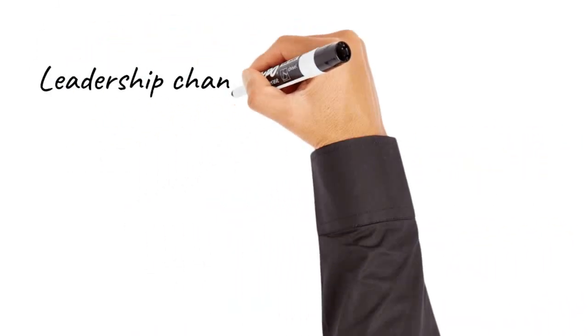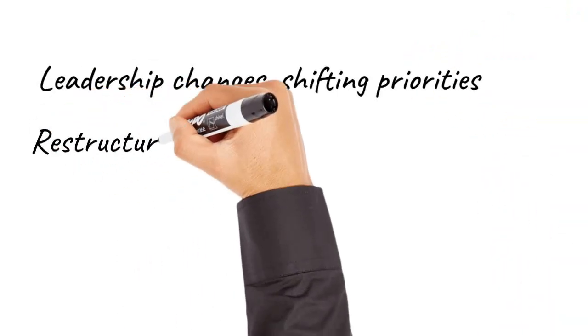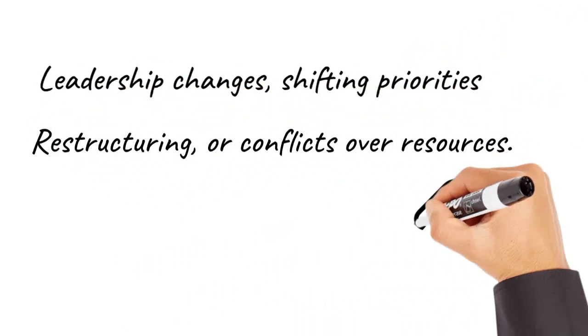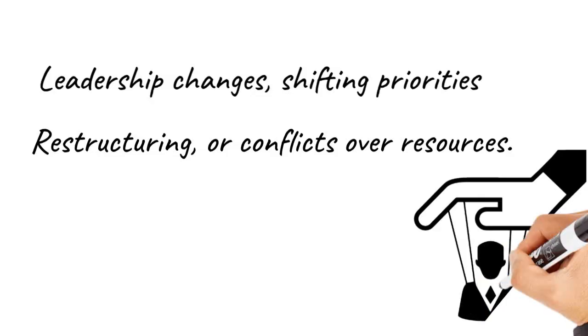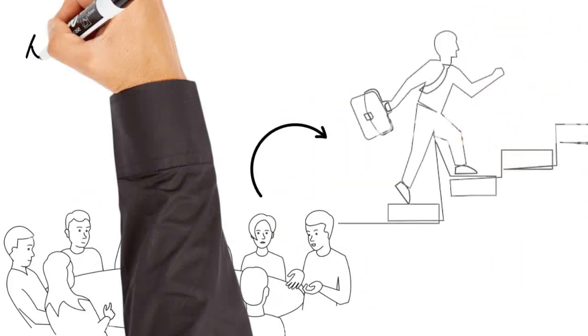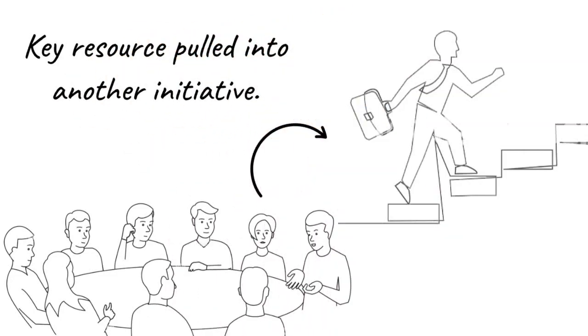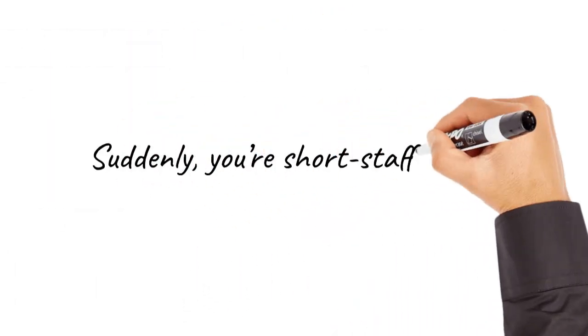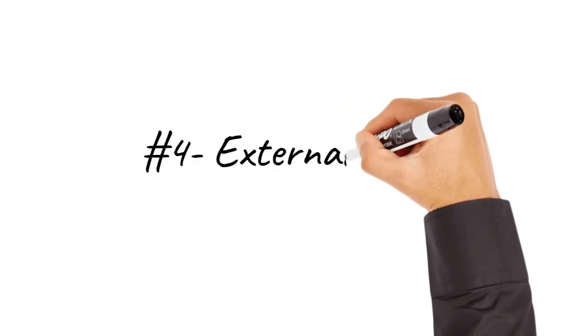Number 3. Organizational risks. These come from inside the organization: leadership changes, shifting priorities, restructuring, or conflicts over resources. For example, your key project resource gets pulled into another high-priority initiative. Suddenly, you're short-staffed.